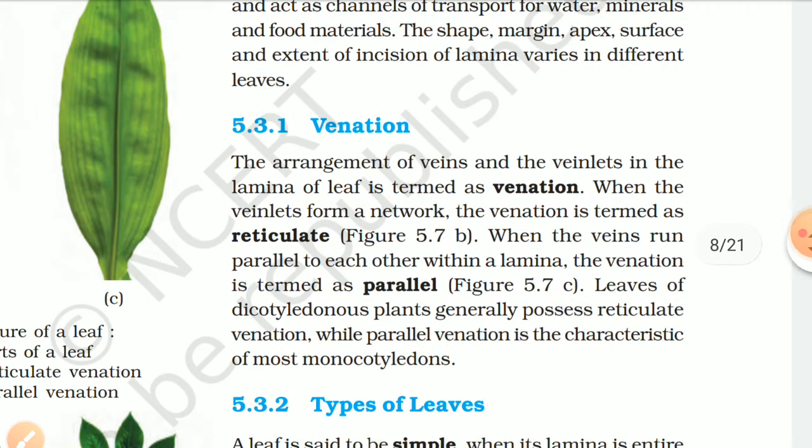5.3.1 Venation. The arrangement of veins and veinlets in the lamina of the leaf is termed venation. When the veinlets form a network, the venation is termed reticulate. Figure 5.7b. When the veins run parallel to each other within the lamina, the venation is termed parallel. Figure 5.7c. Leaves of dicotyledonous plants generally possess reticulate venation, while parallel venation is the characteristic of most monocotyledons.